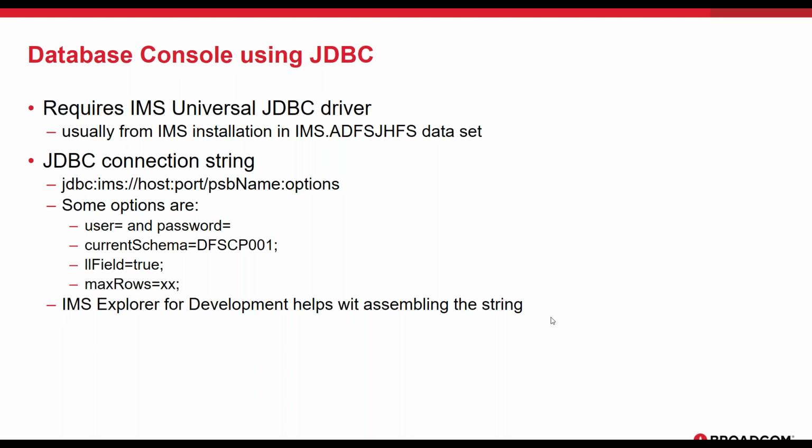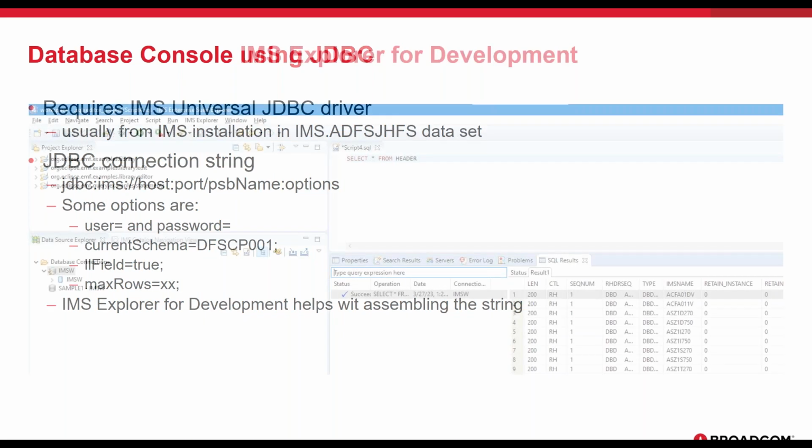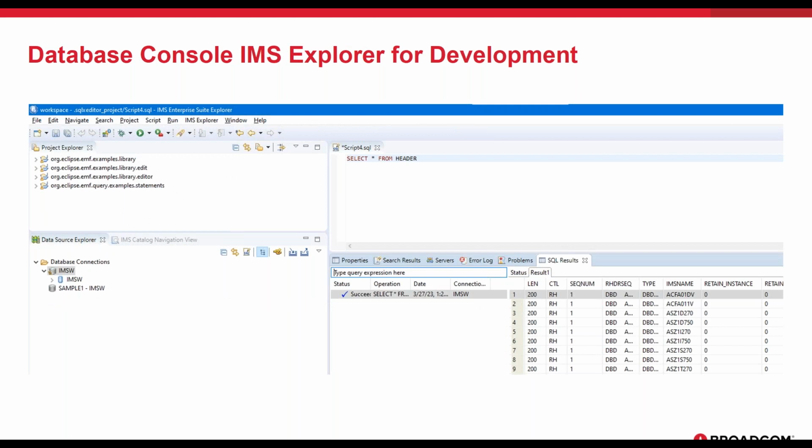If you are using, for example, IMS Explorer for development, this helps you. There is a dialog that helps you with the setup of this connection string, and it helps you to identify all the necessary pieces, and then it assembles them all together. For my other console, I just have to come up with the whole string and put it there as one field. And then actually it's really about just proper clicking.